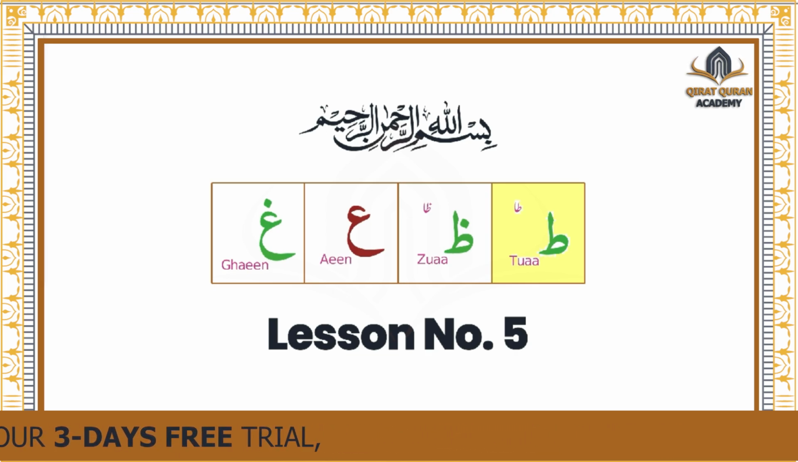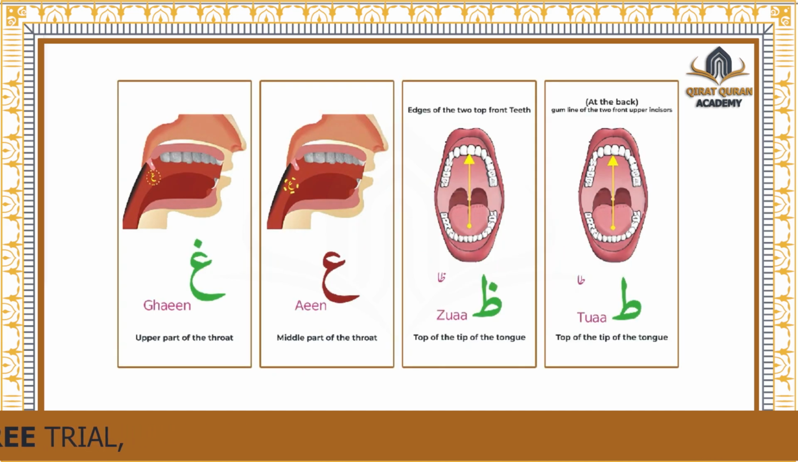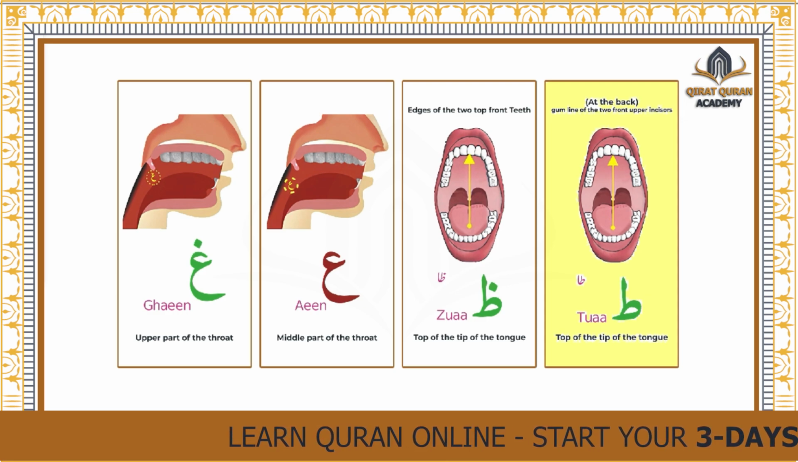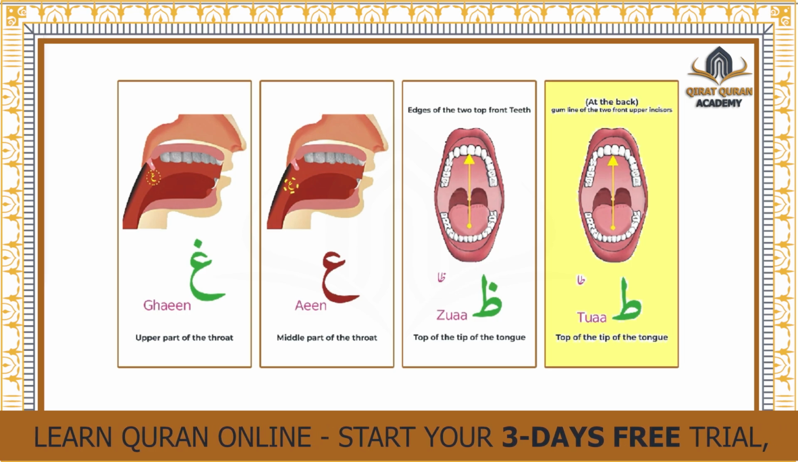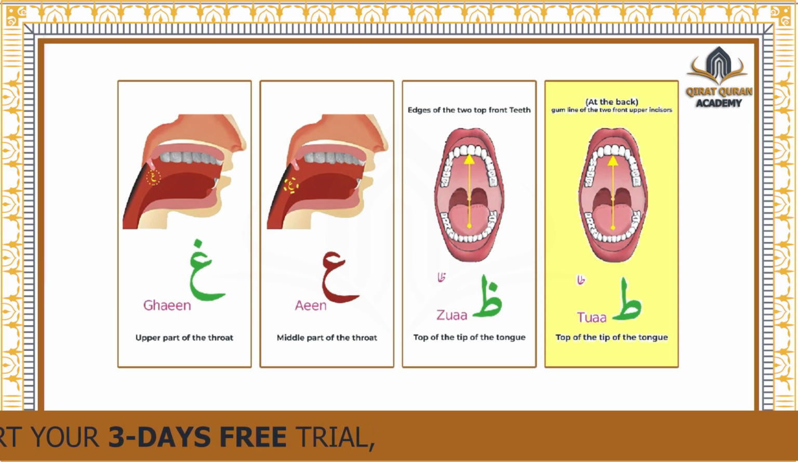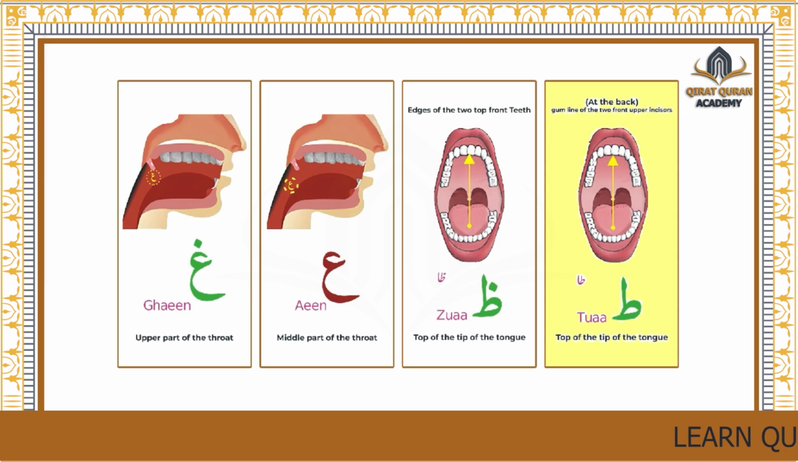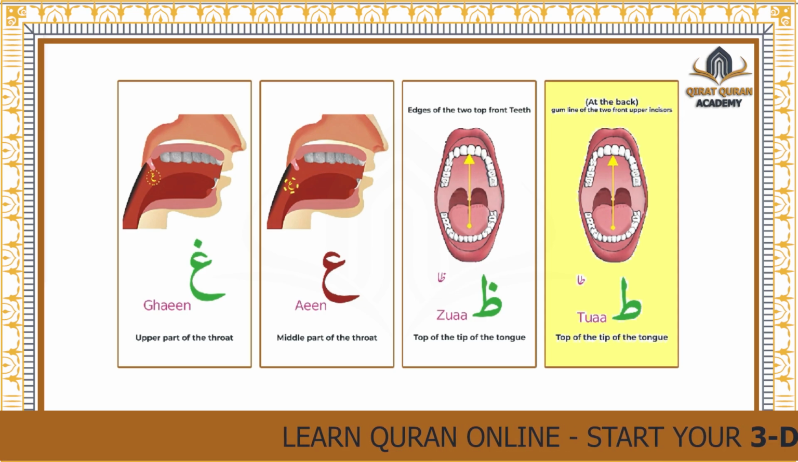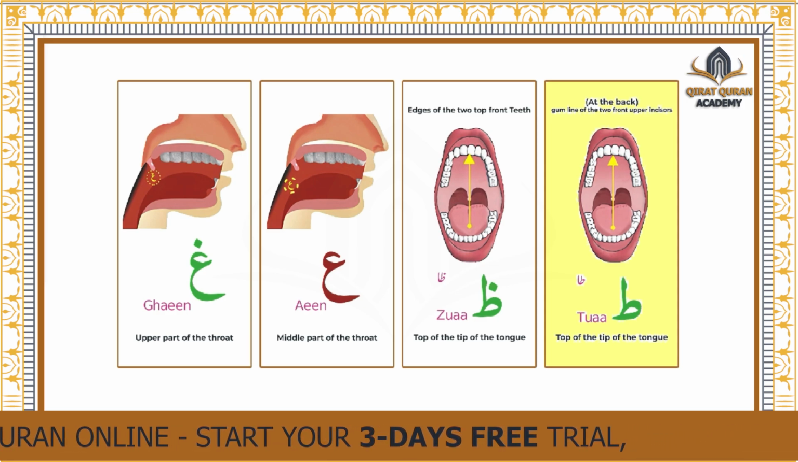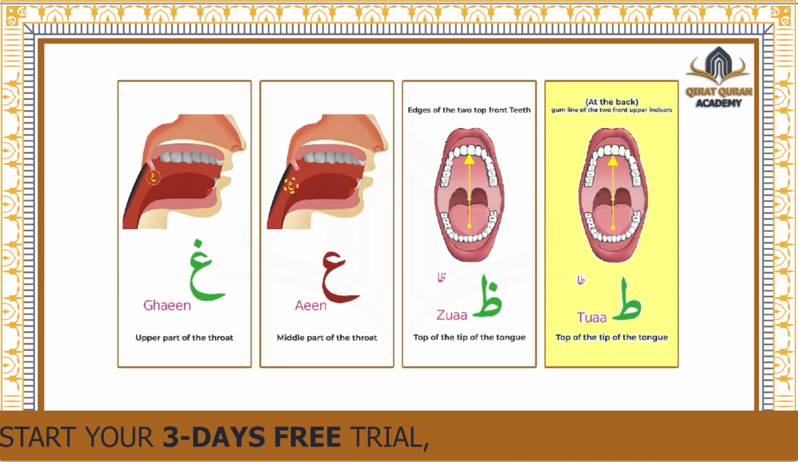Now let me show you the origin of Thaw, how we pronounce Thaw. When we pronounce Thaw, the tip of the tongue will touch the gum of the upper two front teeth. You can see this is the inner view of the mouth, and the tip of the tongue will touch the gums behind the upper front teeth. So this is the pronunciation of Thaw.